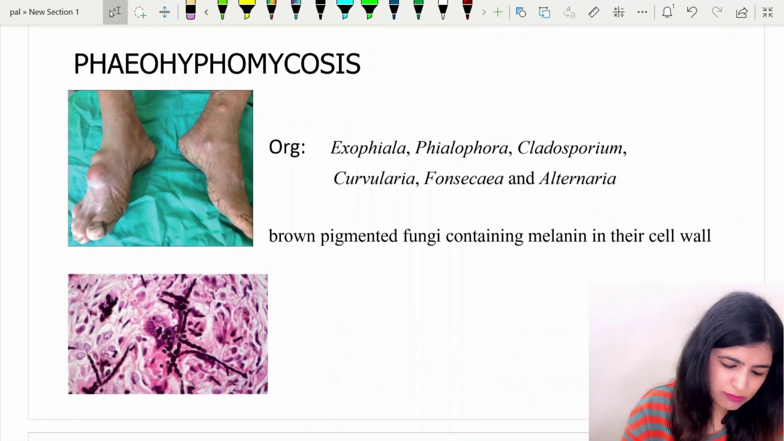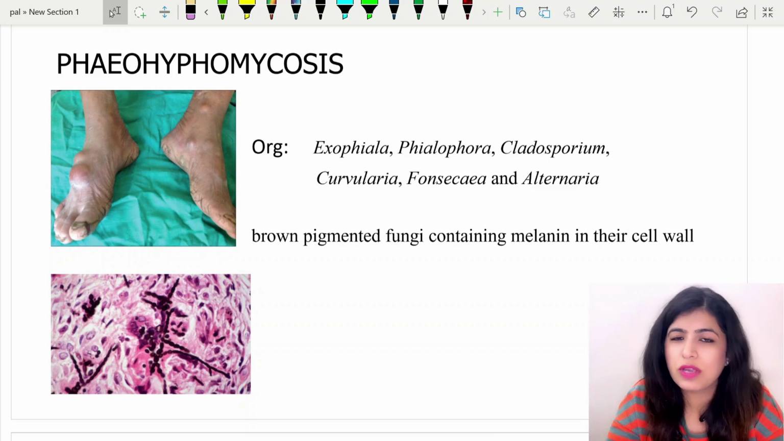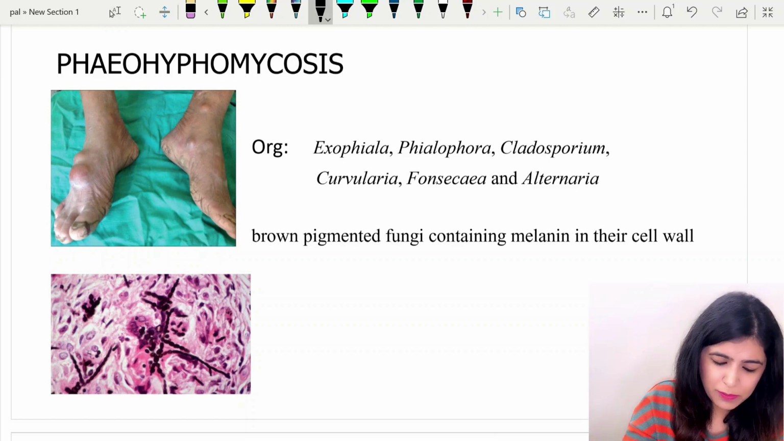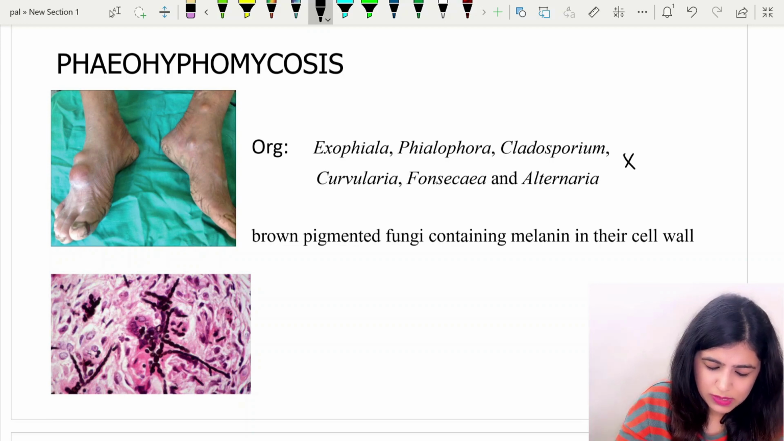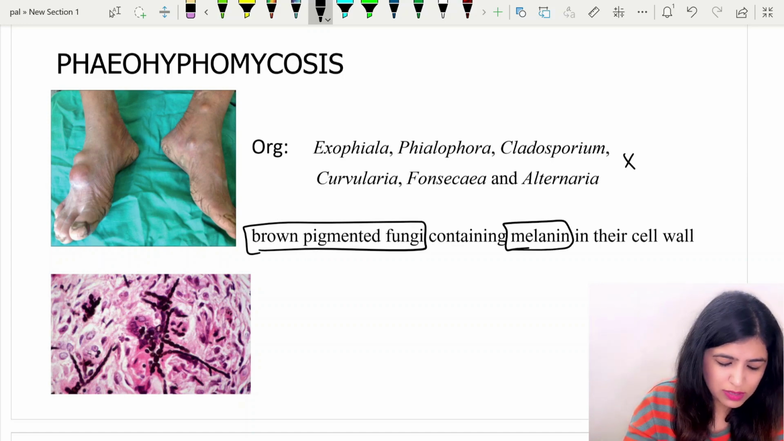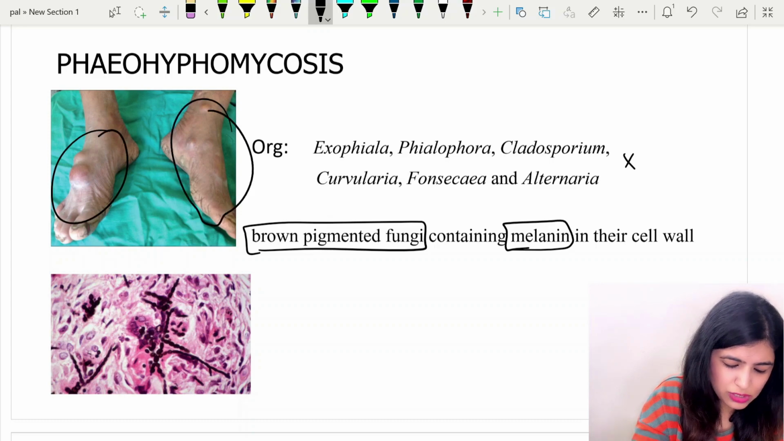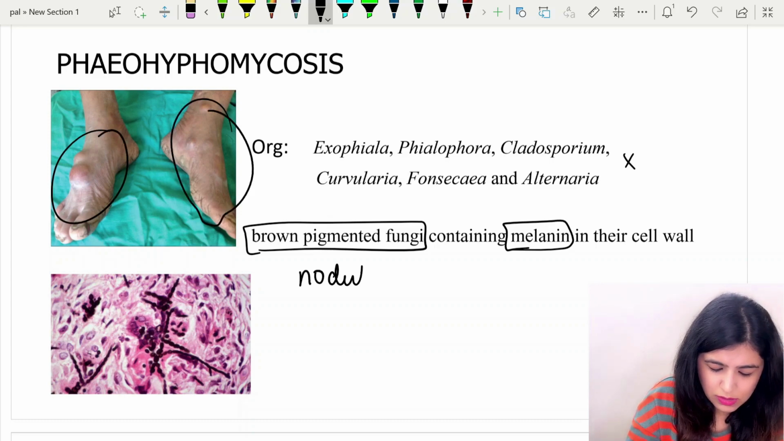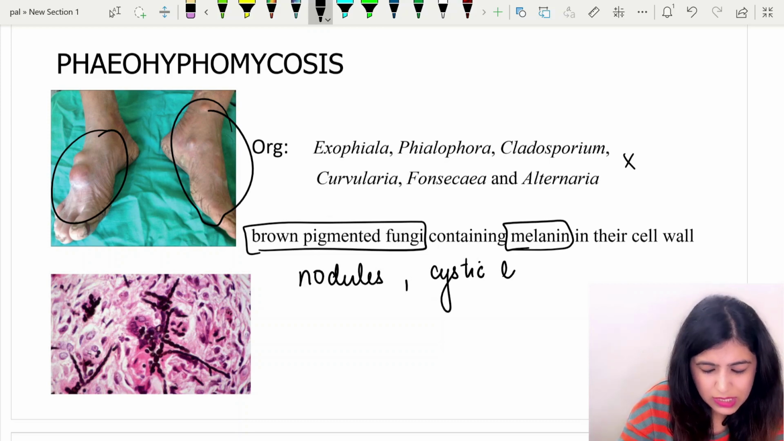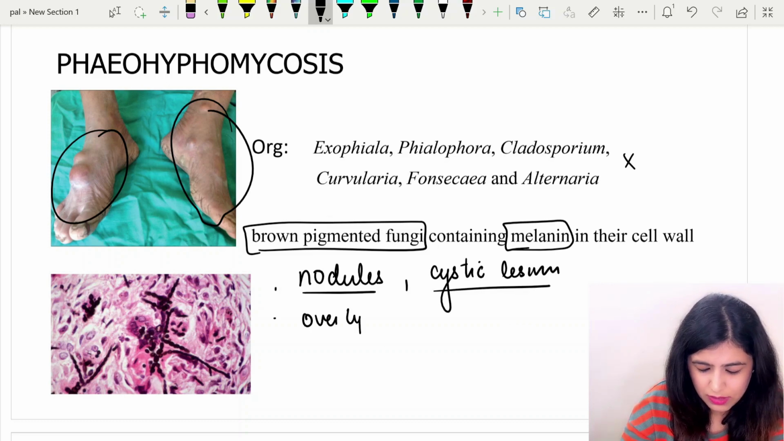The last option, phaeohyphomycosis, in fact the most difficult, we don't normally read it, so this is kind of a new thing for us, but just remember, it's okay if you don't remember the organisms. Remember that these are all brown pigmented fungi which contain melanin in their cell wall. The classic finding, as you can see in the image here, is that it forms nodules in the skin. It may even form cystic lesions which are very classical of phaeohyphomycosis, and mostly the overlying skin is normal.